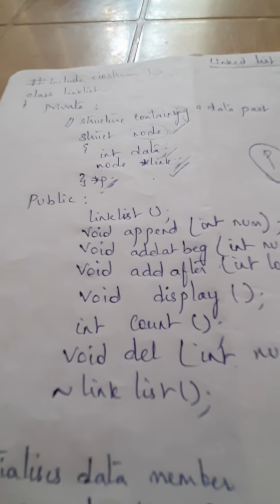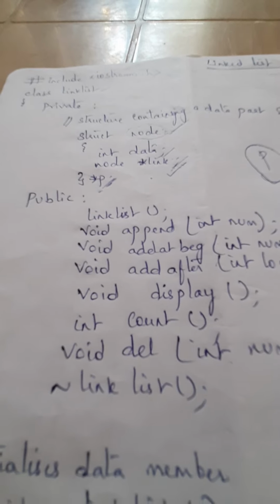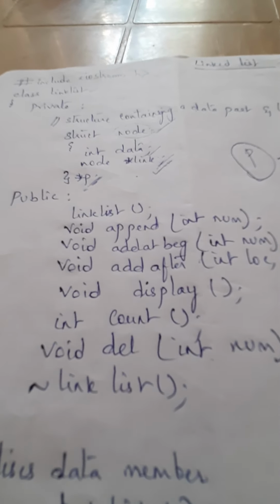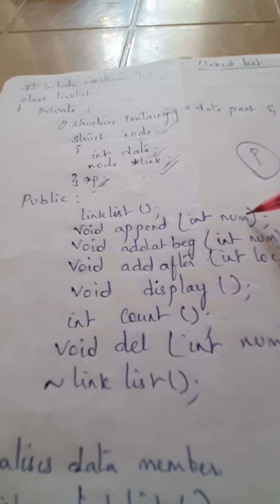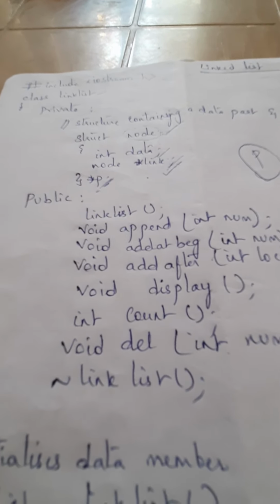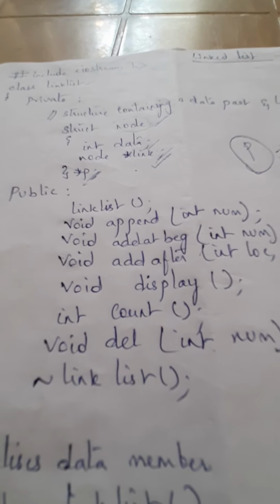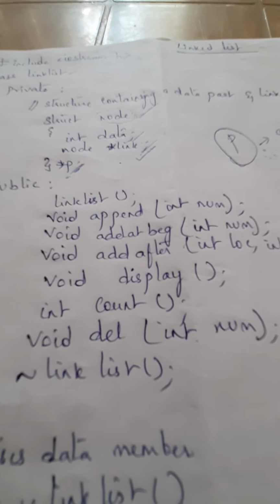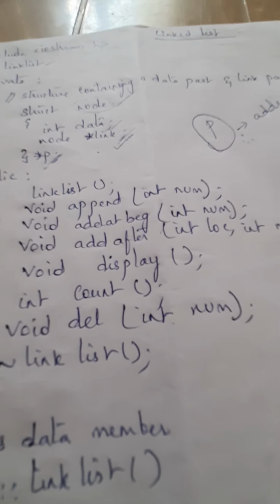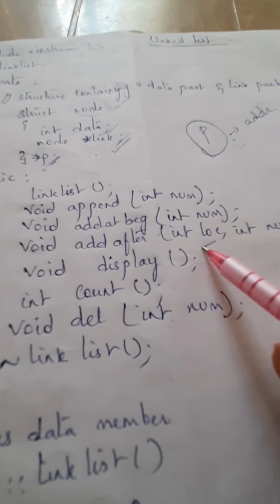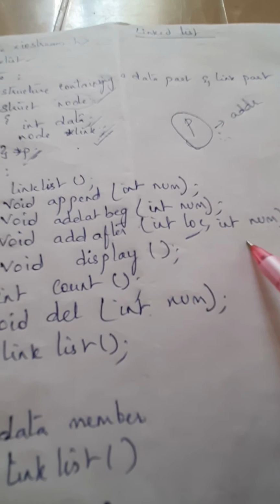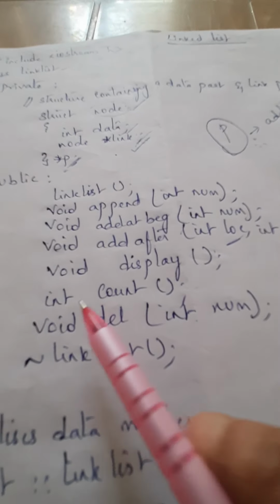You have the linked list constructor that is used for creating the memory space for the data members that you have created. Void append int number, where the type of the variable that you are going to pass is integer. Void add at the beginning, which is of integer type again. Void add after, here you have to pass the location, since it is add after which location you want the number to be added. Okay, then you have the void display.